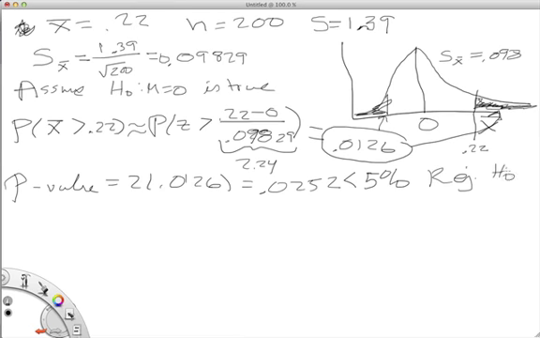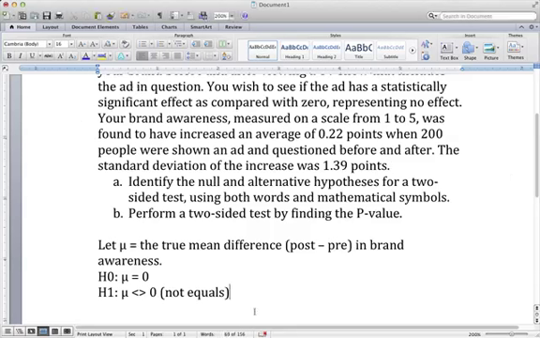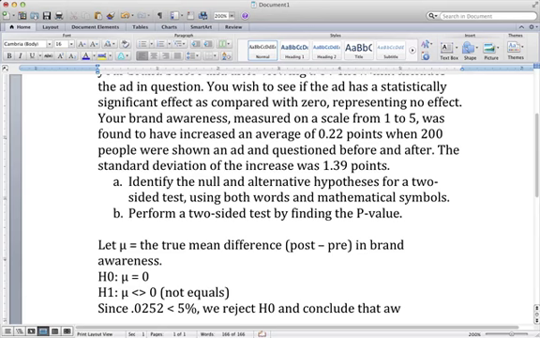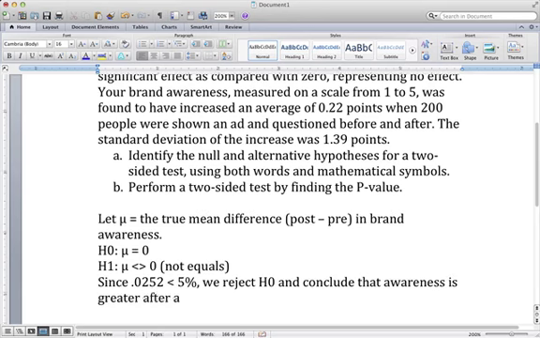Now, I'll just type in the conclusion over here. Since 0.0252 is less than 5%, we reject H naught and conclude that awareness is greater after seeing the ad. So that's our conclusion.